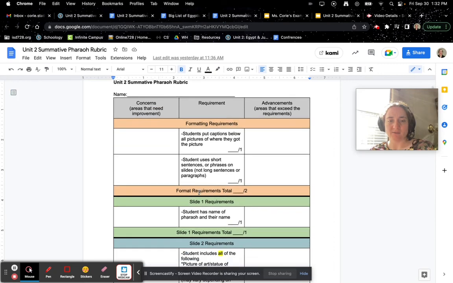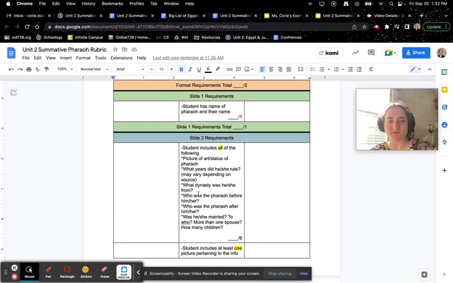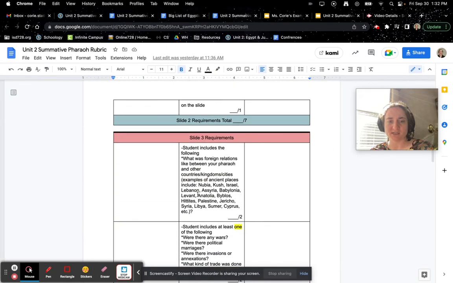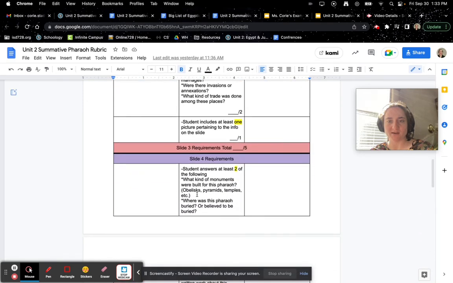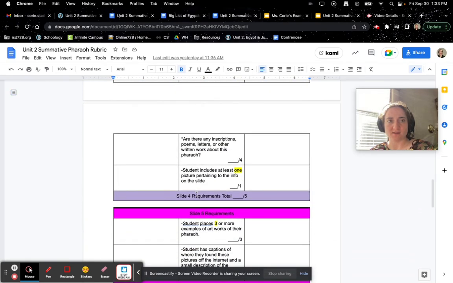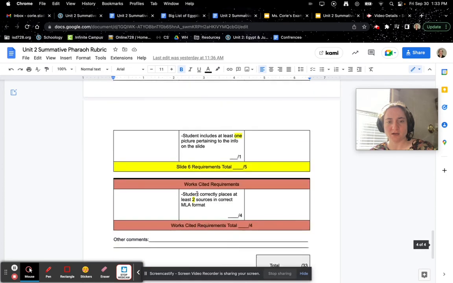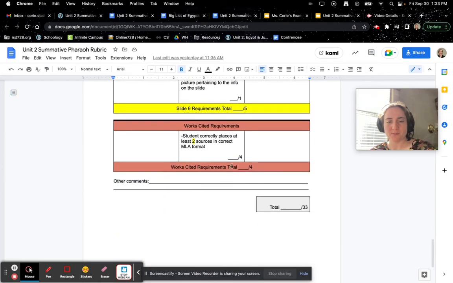I will let you go through all of this. Most of it is stuff I've already mentioned. But if you really want to know the nitty gritty of it, feel free to take a look at this rubric. And the total for this summative is out of 33 points. So that's more than your Unit 1 test was.